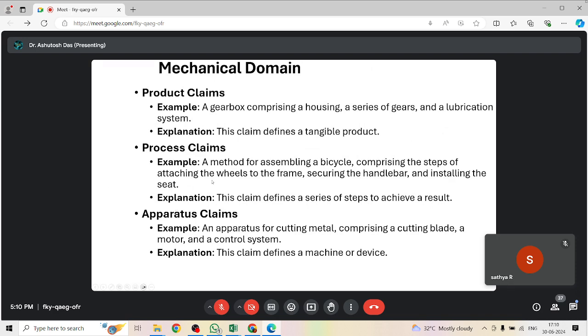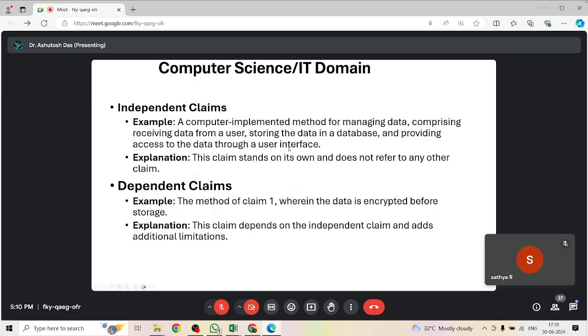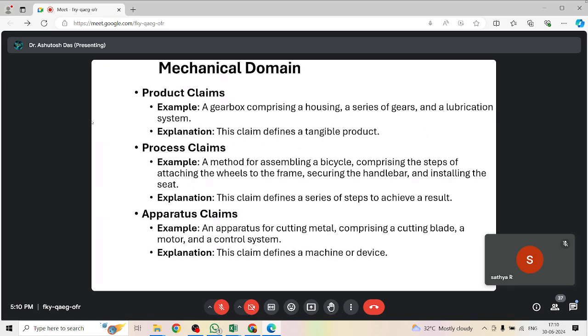Another mechanical example: a gearbox comprising a housing, a series of gears, and a lubrication system. This is about other types of claims. So far I have covered independent and dependent claims. Now I am covering other types of claims: process and product. A gearbox consists of a housing, a series of gears, and a lubrication system. See, all the components are there.